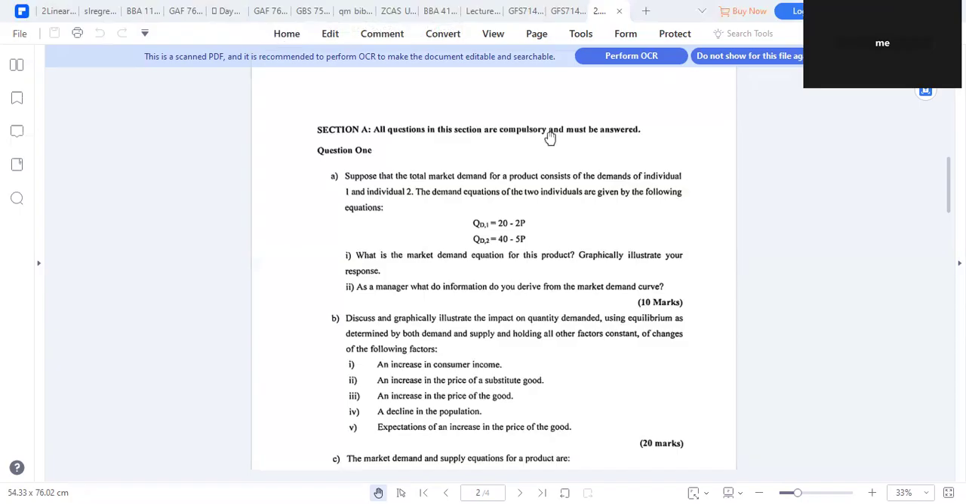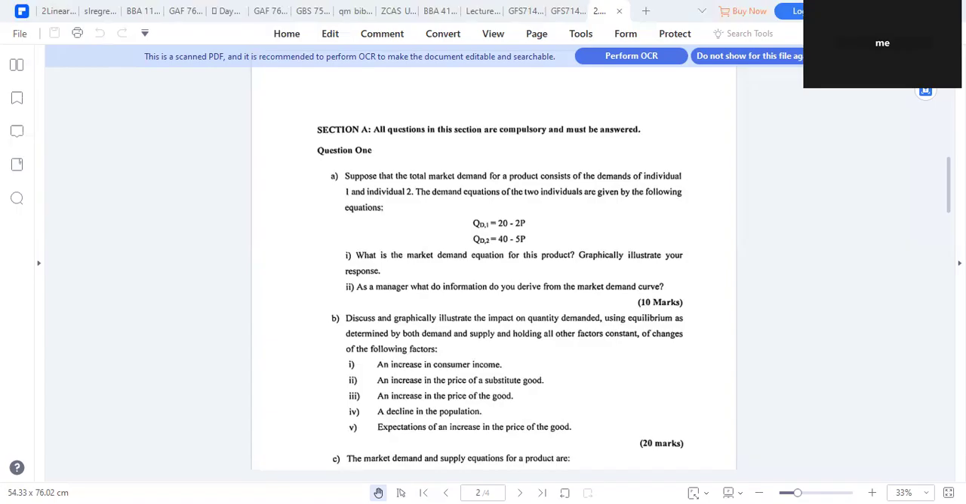Okay, so we want to look at this question here. Suppose the total market demand for a product consists of two demands, individual 1 and individual 2. The demand of the two individuals are given as follows. What is the market demand? What did I say? The market demand is a composition of two. So we need to add these two to make the market demand.